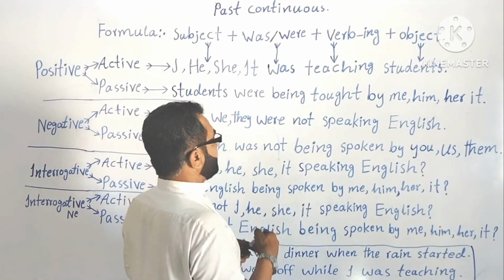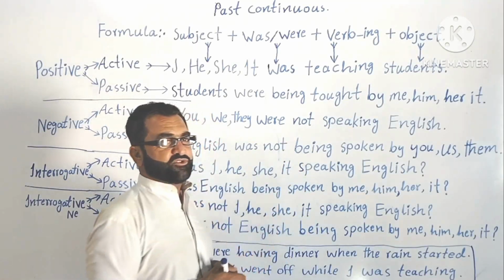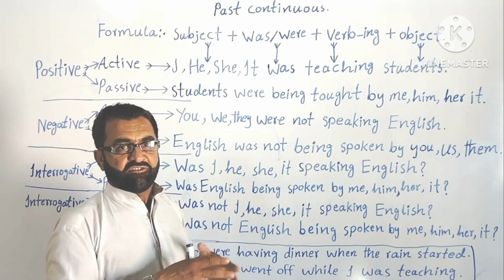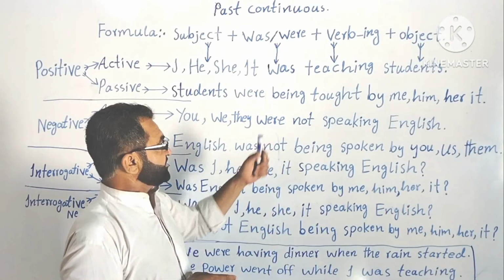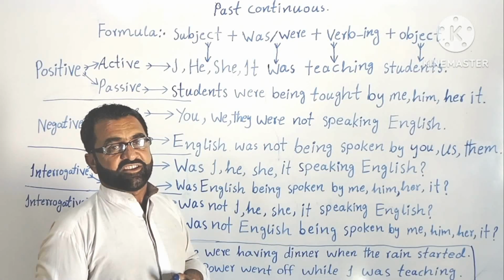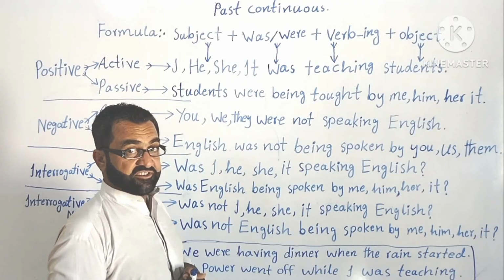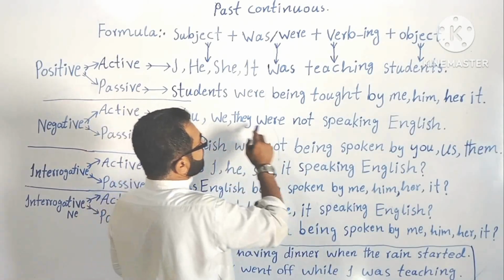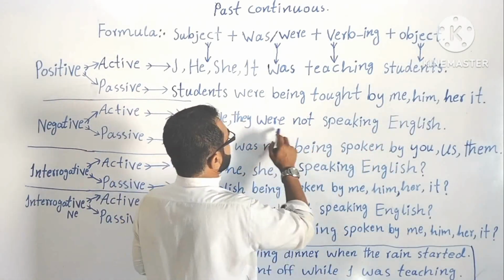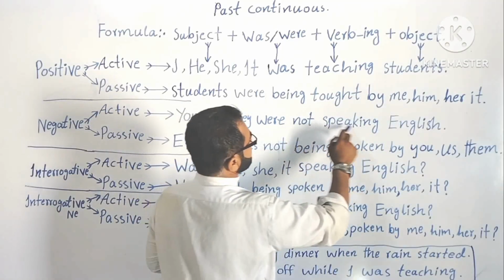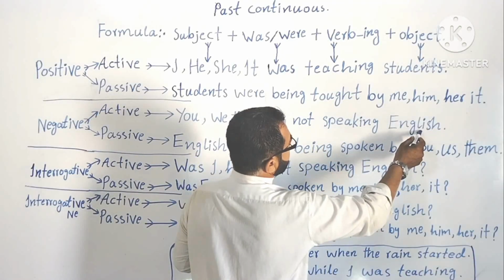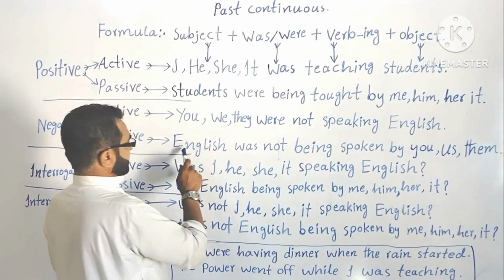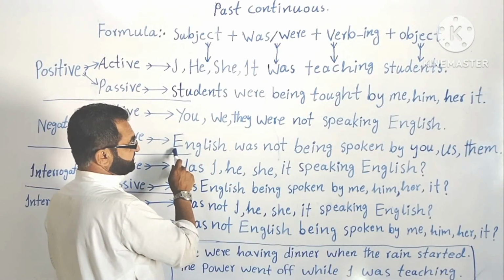If you allow me, then I should say use the short form, because we always use the short form. We mostly do not say we were not. We say we weren't. Understood? So, if you allow me, please. You weren't speaking English. We weren't speaking English. They weren't speaking English. Now you see, English is the object of active voice. Now this thing will become the subject of passive voice. There it is.